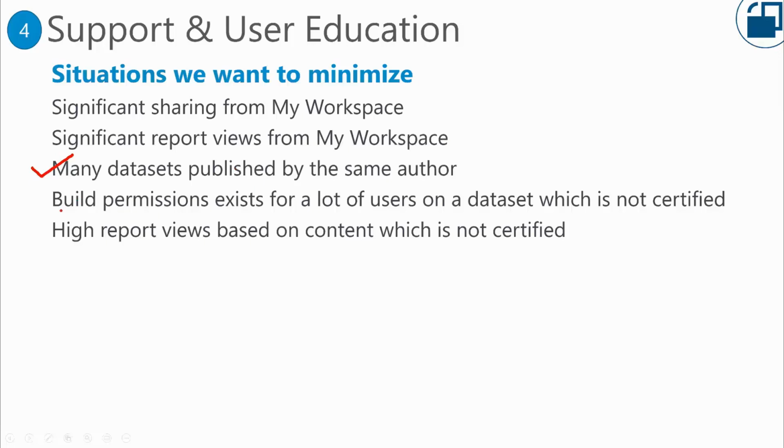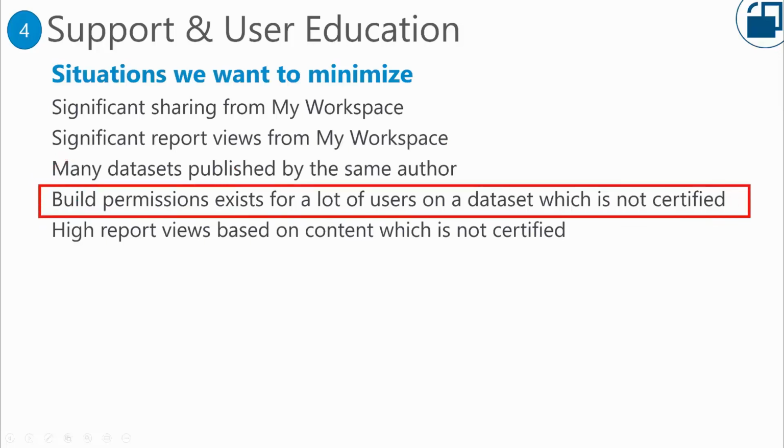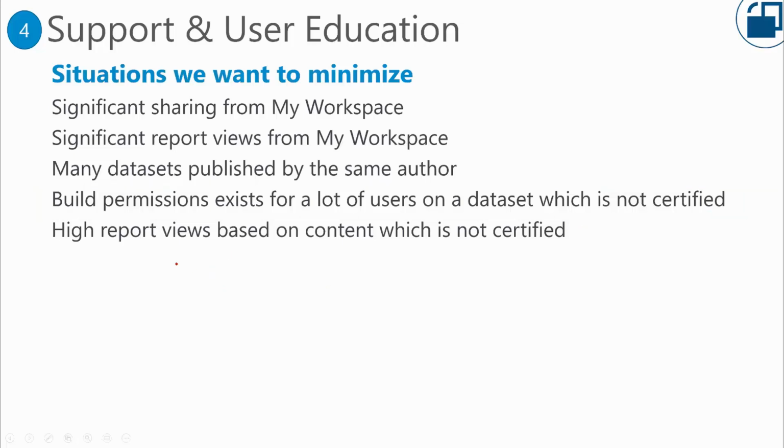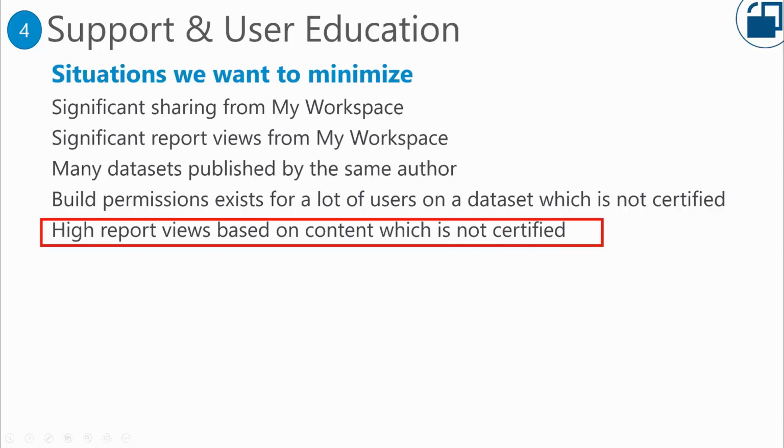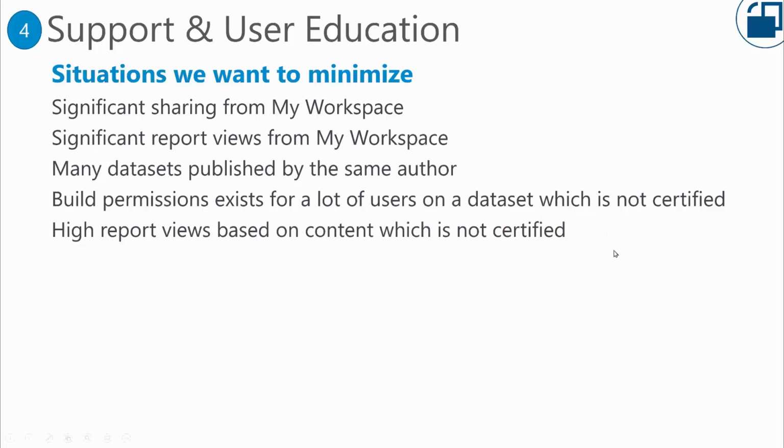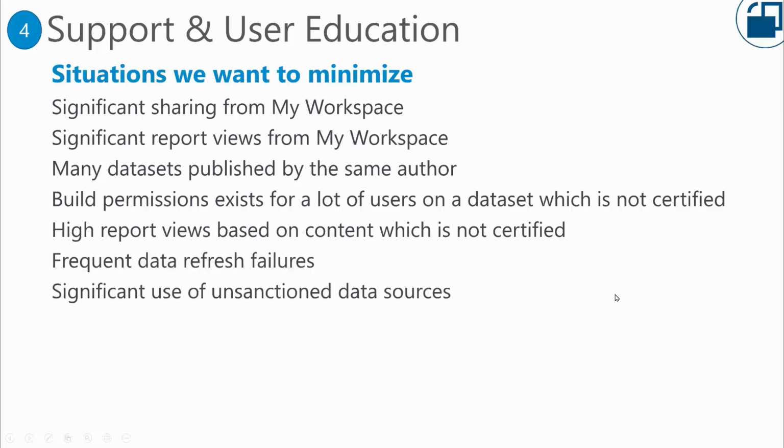We might be interested in looking at something like, we see a lot of build permissions and a lot of new activity happening on a data set and it's not certified. Are we concerned? Are we not? Just depends. It's still good information to know though. Kind of same idea with high report views on content that's not certified. Kind of depends on your goals for certified content.